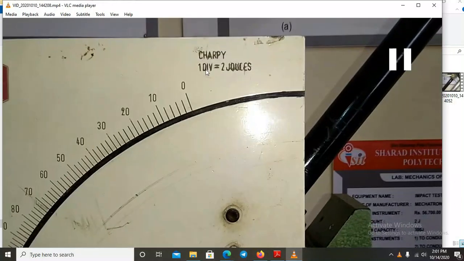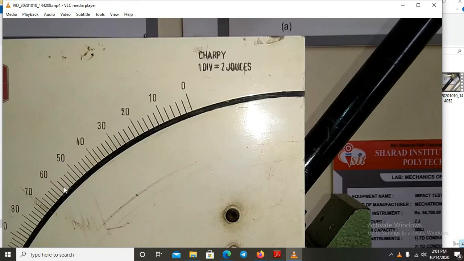Here one division is written as 2 joules. So one division will mean 2 joules. If this line is 0, then the next line will be 2 joules, the further line 4, then 6, 8, 10 likewise. So 0, 10, 20, 30, 40, 50.